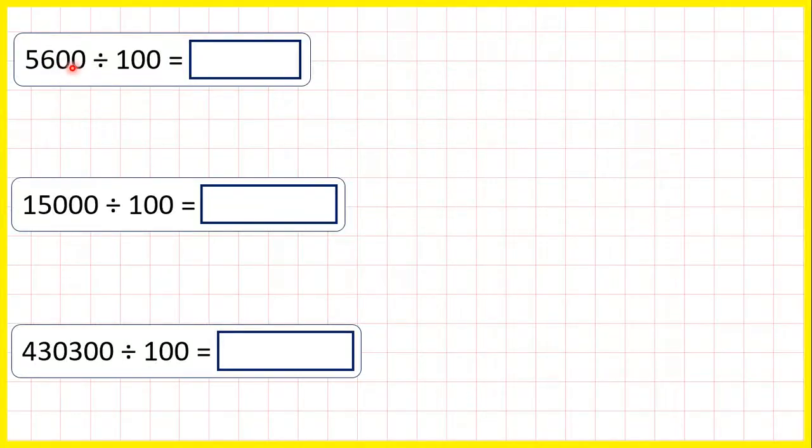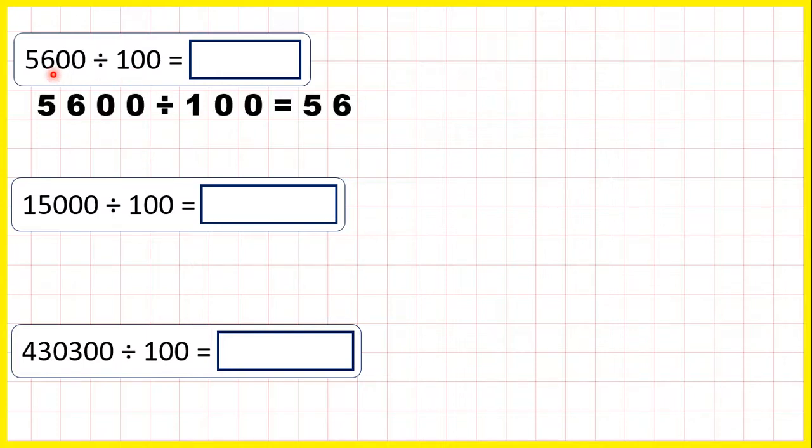So here we have multiples of 100, so numbers that end in 2 zeros, and we're dividing by 100. So there's a nice easy trick for this. 5,600 divided by 100 is 56, because we can cancel 2 end zeros, and then we have 56 divided by 1, and we know any number divided by 1 is just that number, so our answer is 56. So 5,600 divided by 100 gives the same answer as 56 divided by 1.